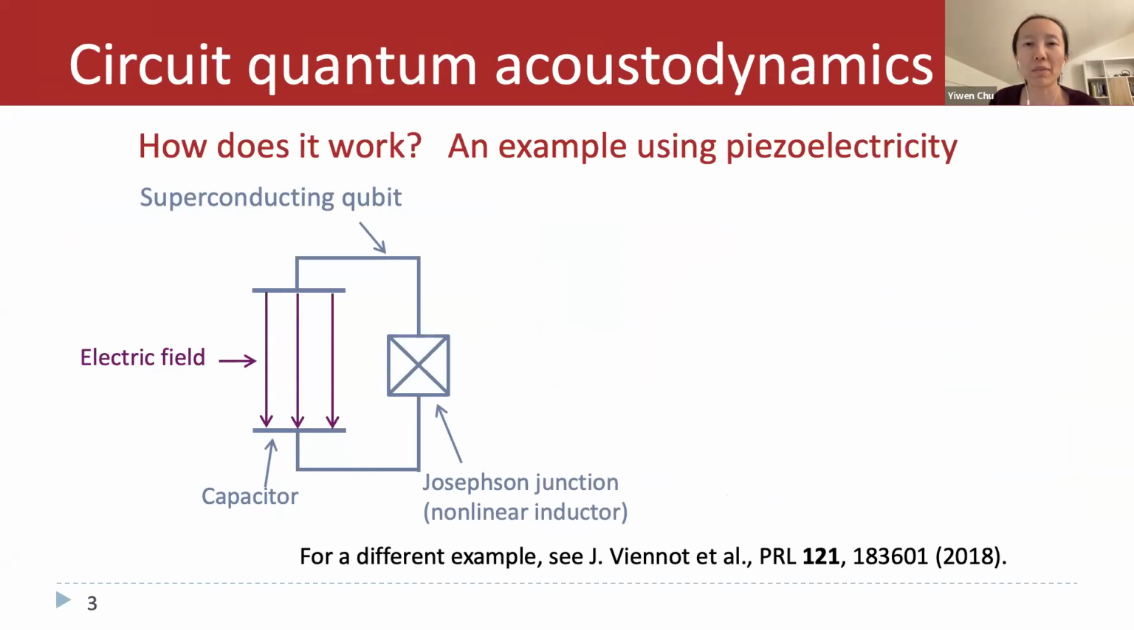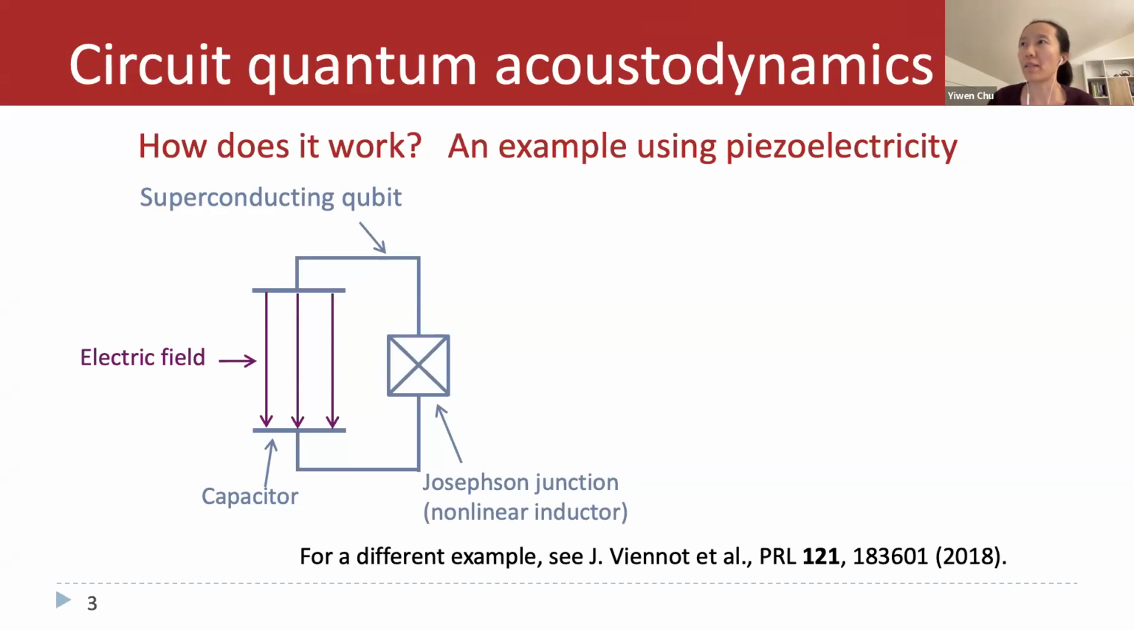And the idea is the following. Let's say you have some sort of microwave circuit. In this case, I've drawn a circuit that represents something called a superconducting qubit. You can think of it just as an LC resonator, where the inductor, the L, has been replaced by a Josephson junction, which is a nonlinear inductor. What this results in is essentially a circuit that is also an anharmonic oscillator, unlike an LC resonator, which is a harmonic oscillator. Okay, and that's going to be important a little bit later on.